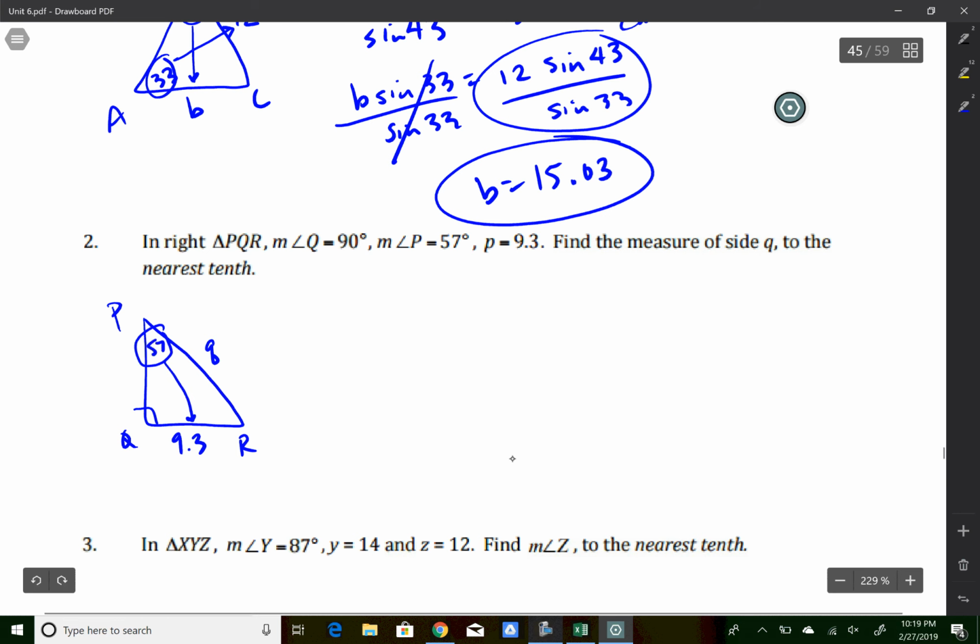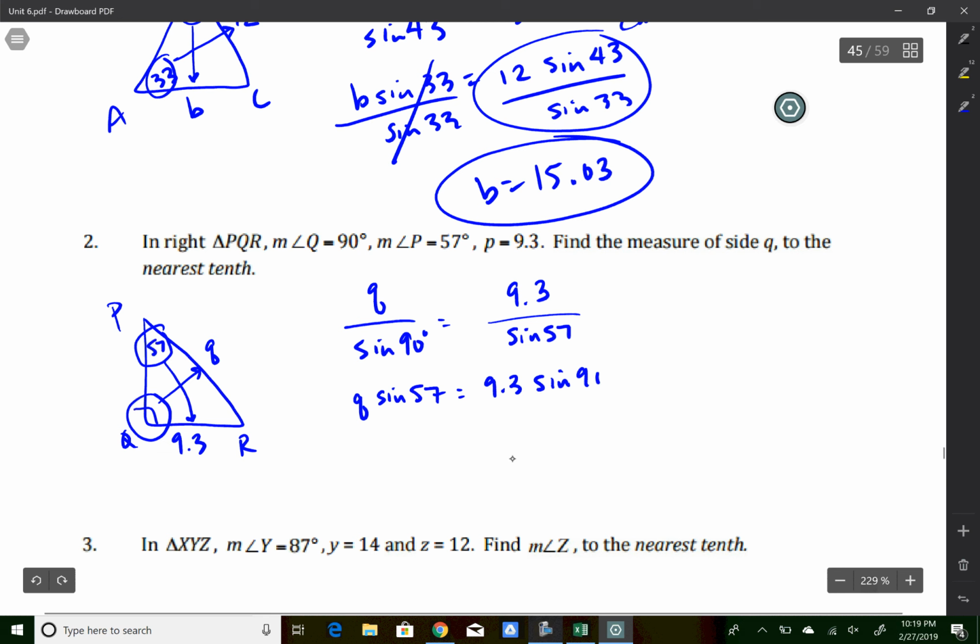So we have an angle points to a side, an angle points to a side. So we have a good ratio. So I have Q divided by the sine of 90 is equal to 9.3 divided by the sine of 57. Cross multiply, I get Q sine of 57 is equal to 9.3 sine of 90. Divide both sides by the sine of 57. Those cancel, and Q is whatever that comes out to be in my calculator.